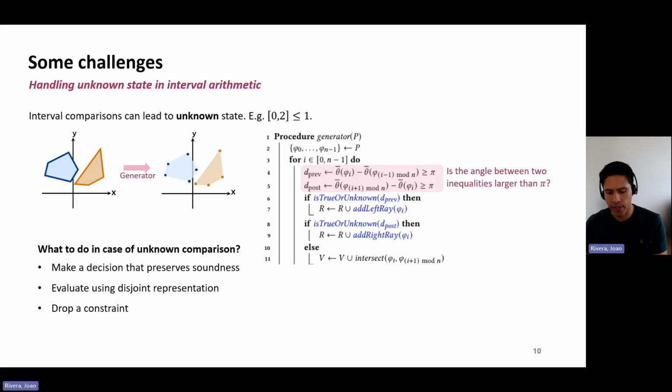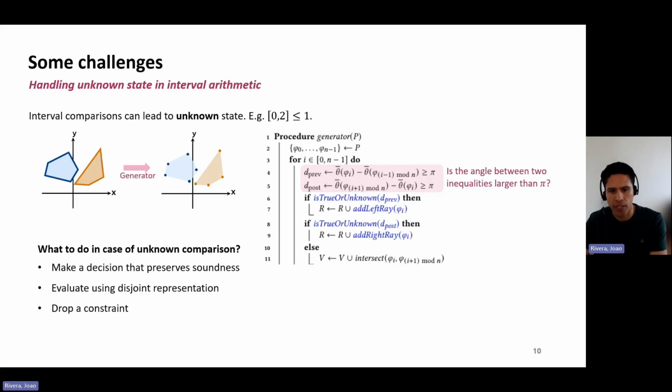We have different ways to handle this unknown state. The first one that we try is to make a decision that preserves soundness. For this particular example, adding a ray instead of a vertex is sound. This is what we do in the highlighted blue statements in the code. Another possibility is to evaluate using this disjoint representation.